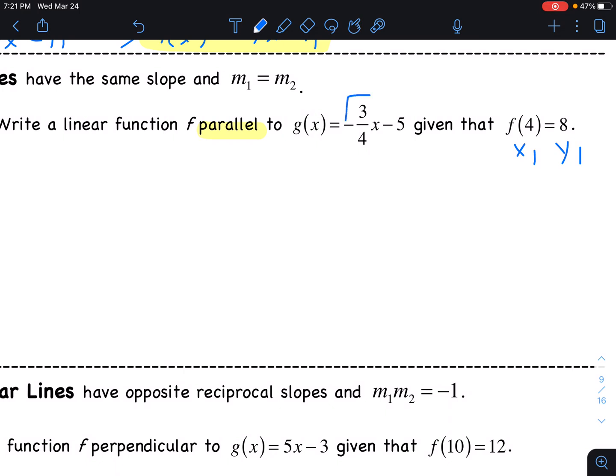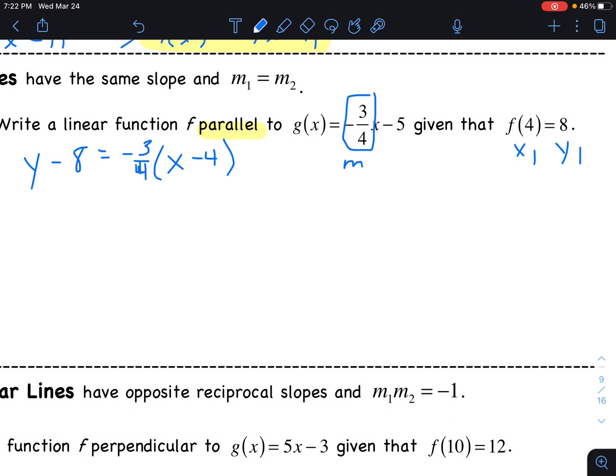The slope here is negative 3/4. Remember, the slope is always in front of the x. Parallel to negative 3/4 is negative 3/4. They're identical. So that slope, negative 3/4, is what I'm going to use for my m. So I'm going to go into my point slope formula now that I have a point and a slope. So y minus y1 equals m times parentheses x minus x1.